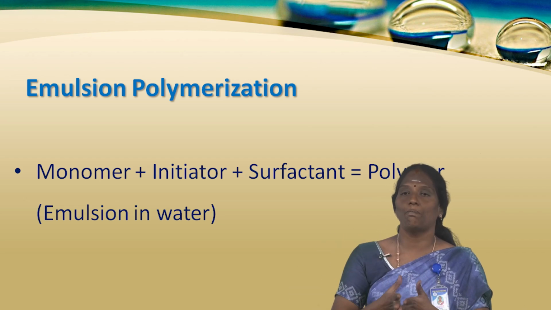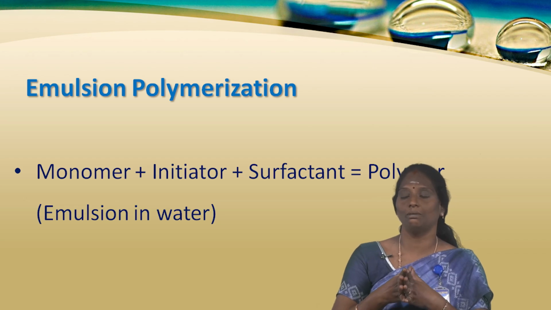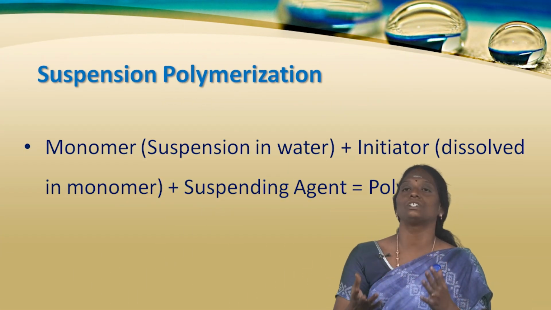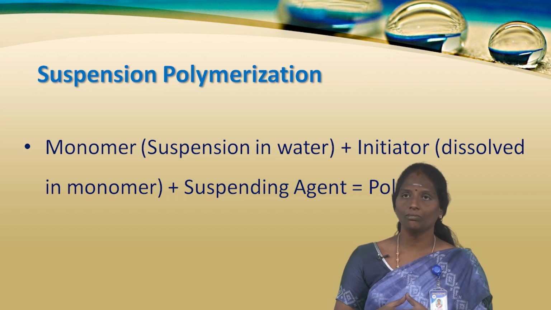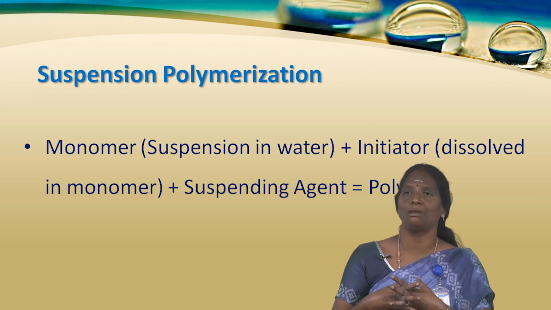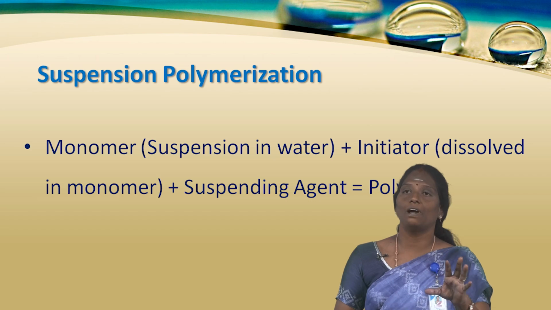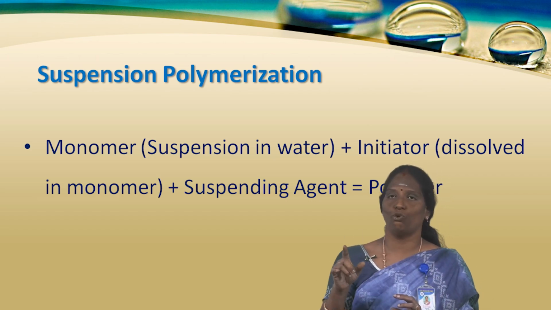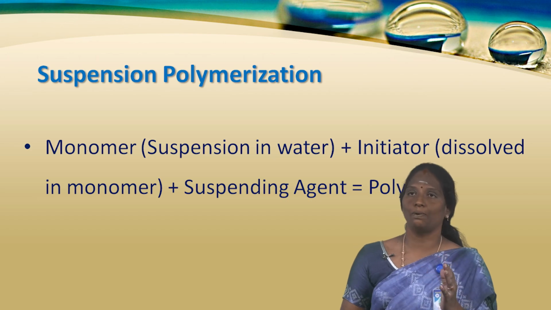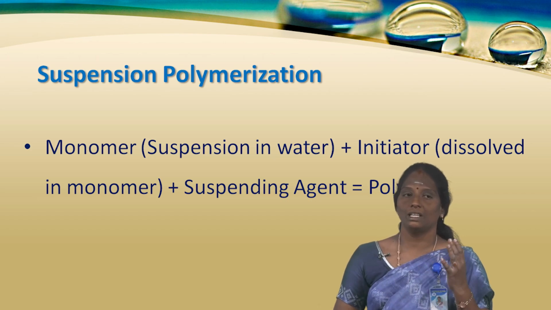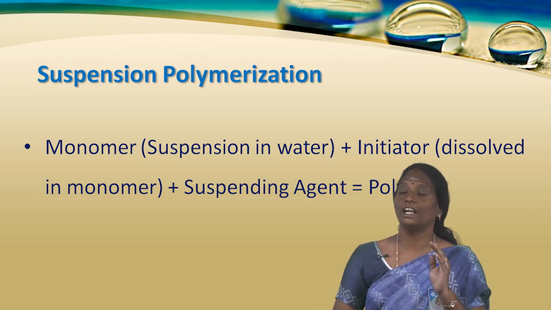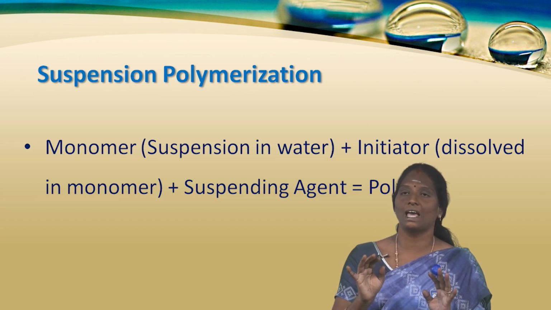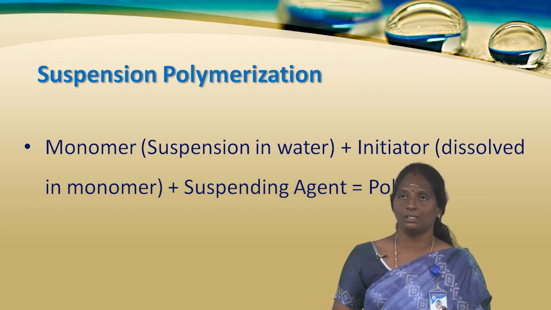These are the applications of emulsion polymerization. Fourth type, suspension polymerization. So, what is meant by suspension polymerization? This polymerization is only used for water-insoluble monomers. This polymerization reaction is carried out in a heterogeneous system. Remember the point, this reaction is carried out in a heterogeneous system.